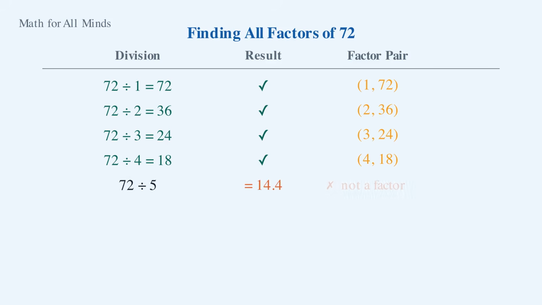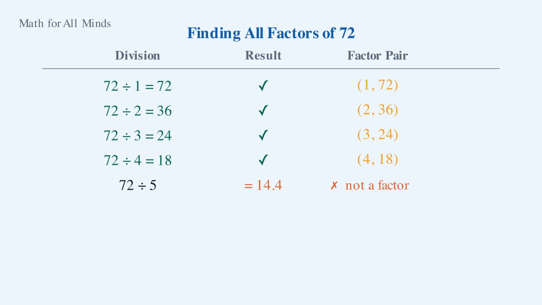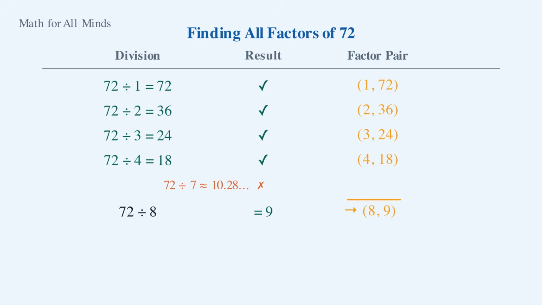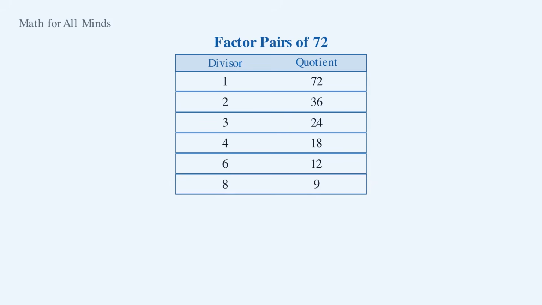Keep going. 72 divided by 5 is not a counting number, so 5 is not a factor. 72 divided by 6 is 12, factor pair 6 and 12. 72 divided by 7 is not a counting number. 72 divided by 8 is 9, factor pair 8 and 9. The next divisor would be 9, but 9 times 8 already appeared. Our quotient would be smaller than our divisor, so we stop.